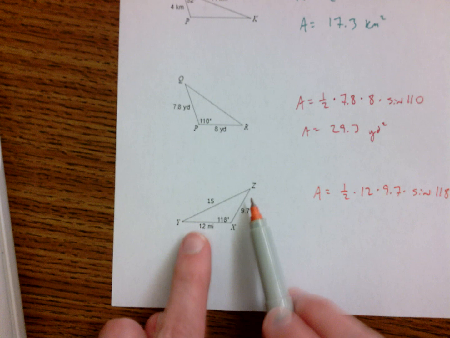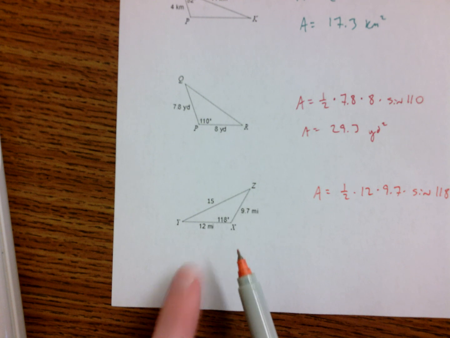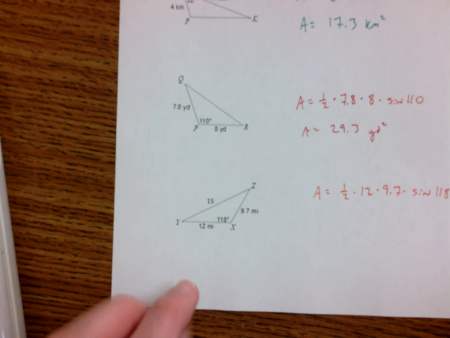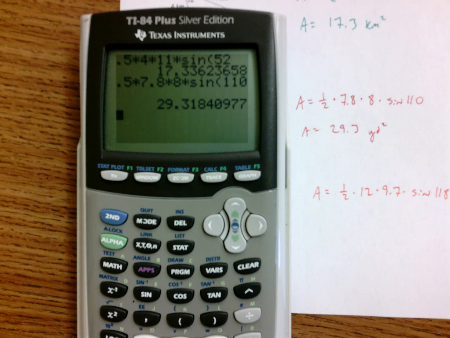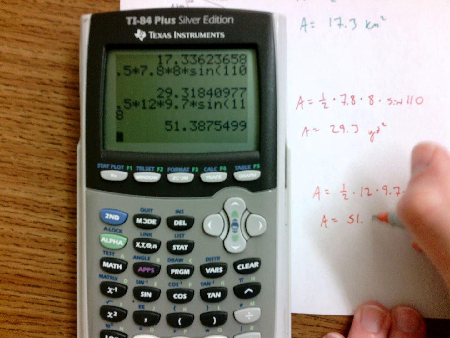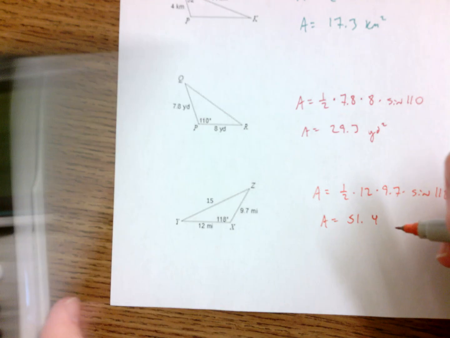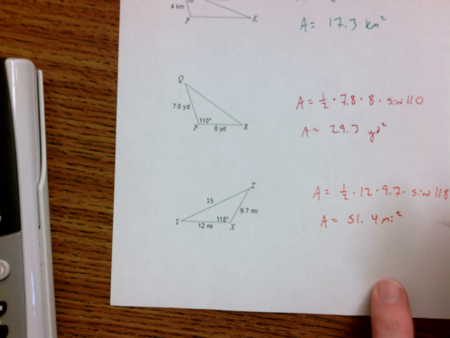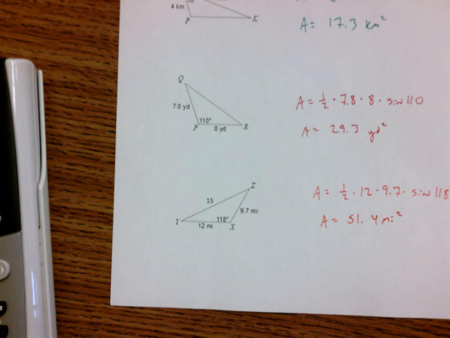It has to be the two sides that make up the angle that you're going to multiply by the sine of the angle. All right, and then I'm going to throw this in my calculator. 1/2 times 12 times 9.7 times the sine of 118. So that works out to 51.4 miles squared, square miles. Okay, and that's it.